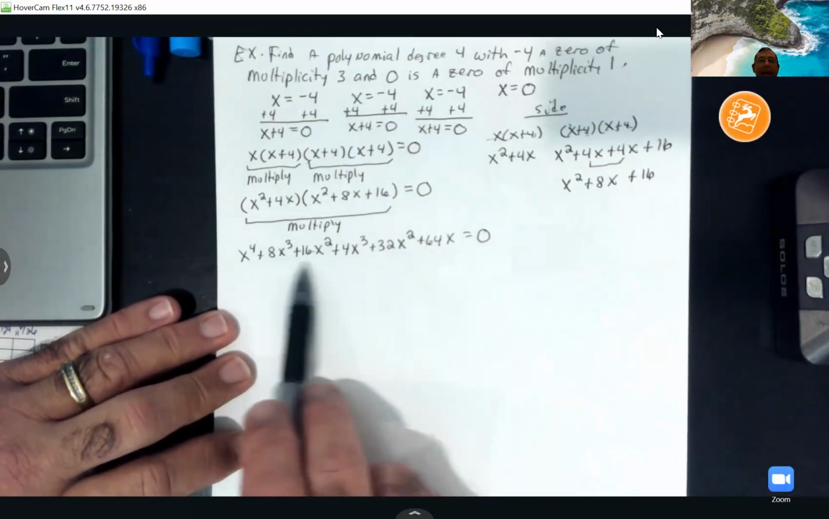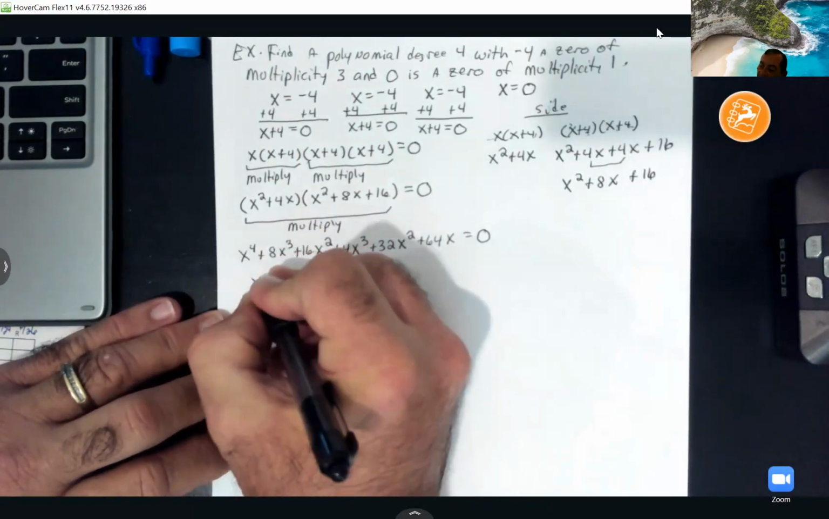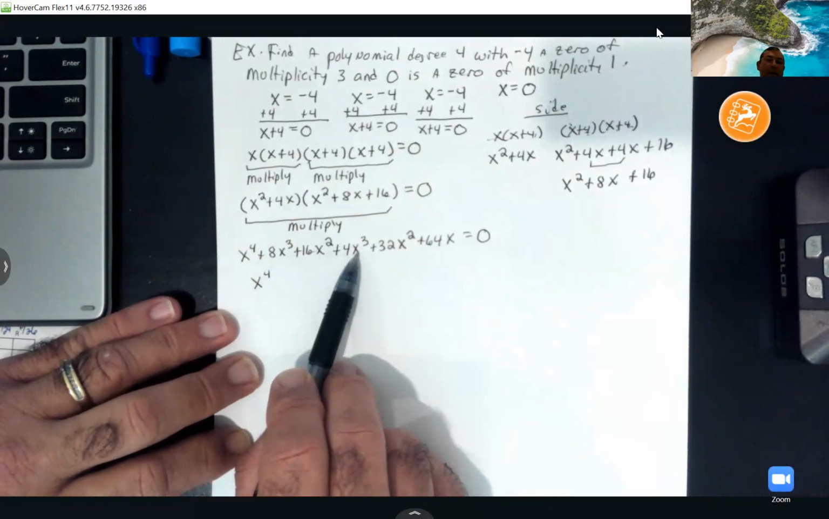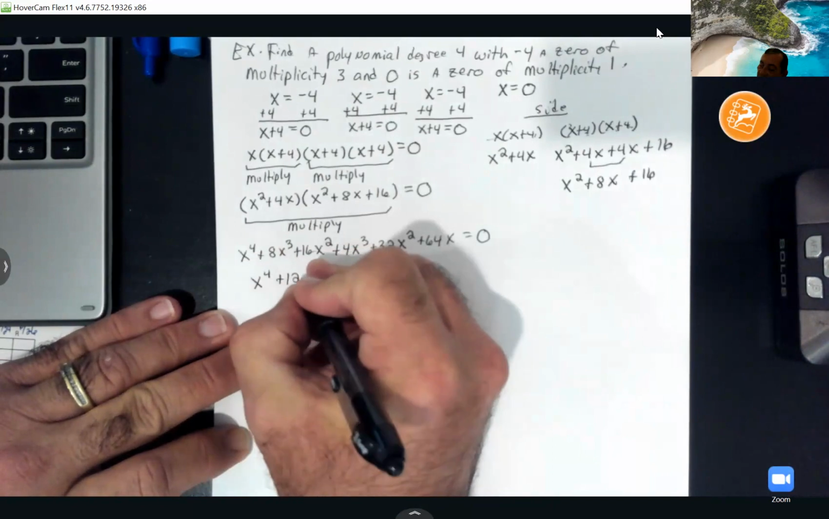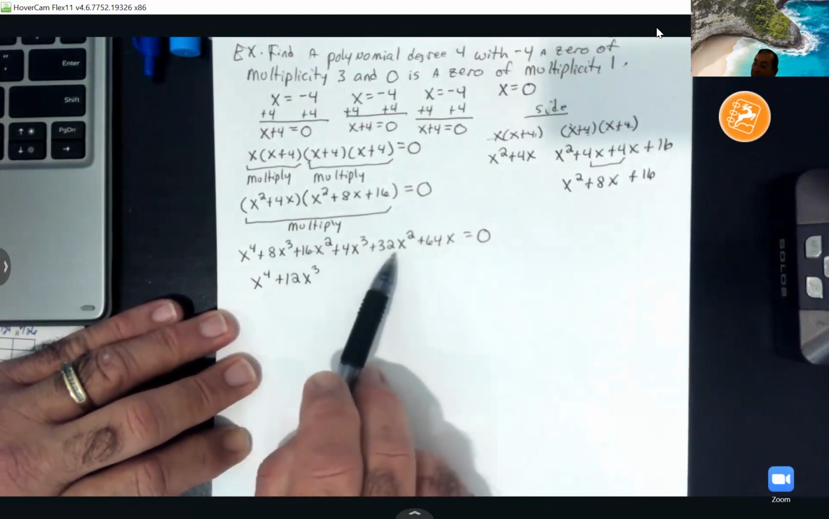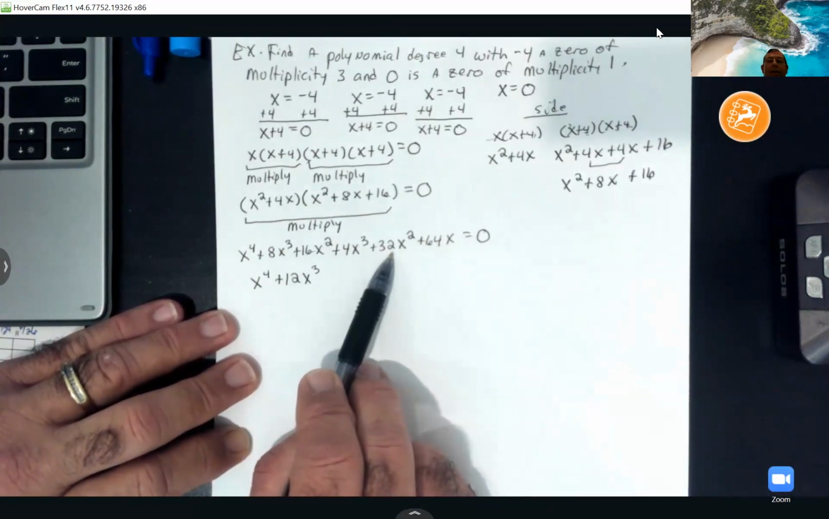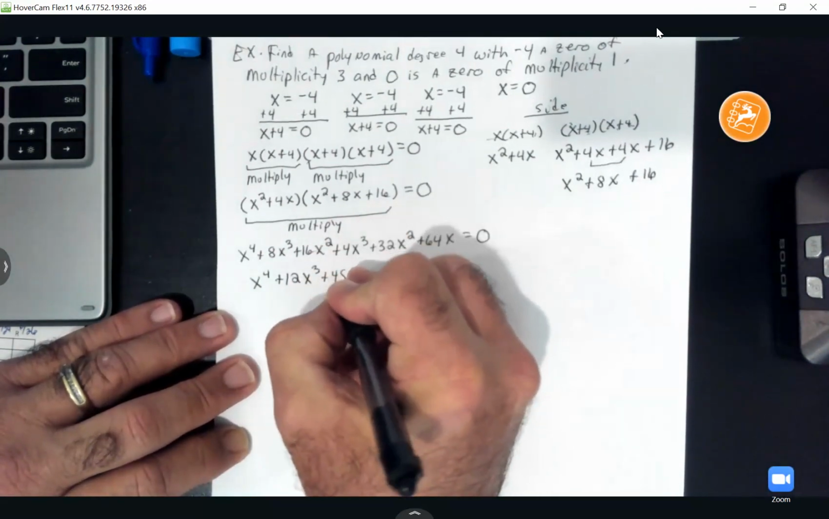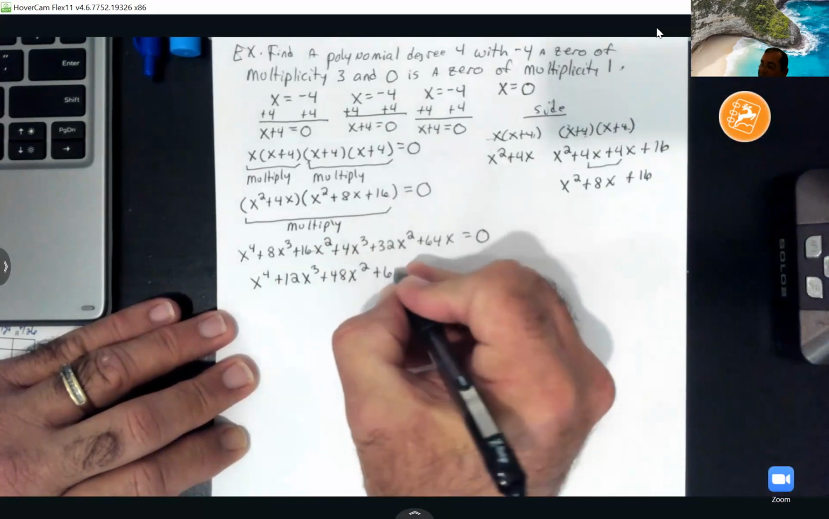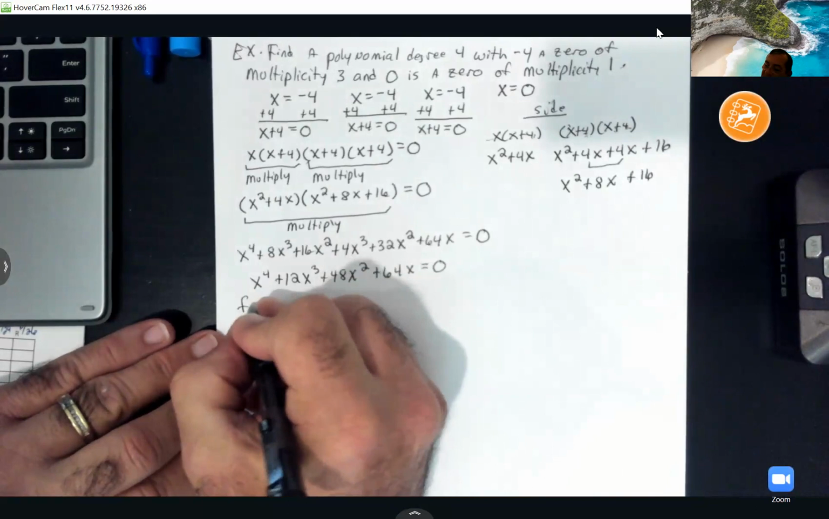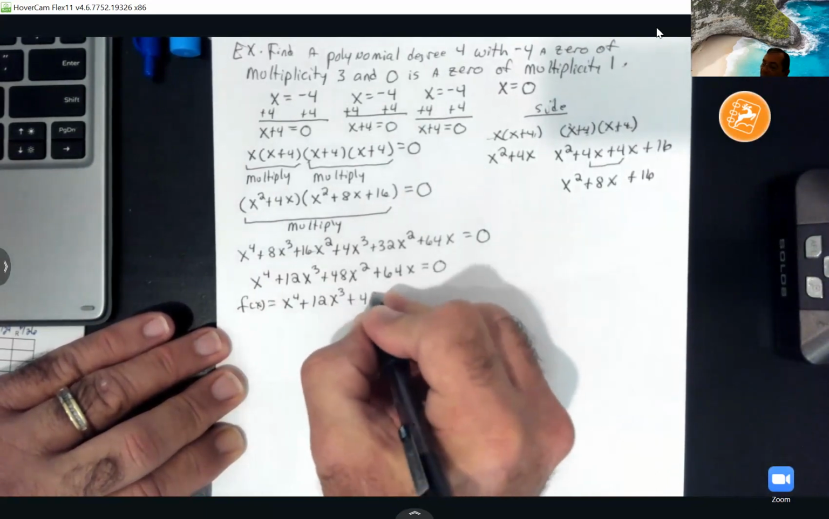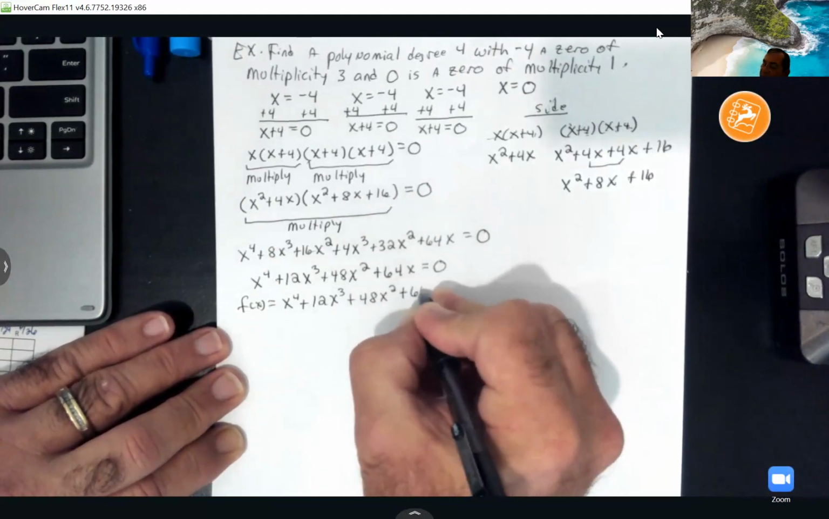All right, so let's come and add like terms. So I got my x to the 4th in the front. Let's see. 8x cubed, 4x cubed give me 12x cubed. Y'all, what's next? 16x squared plus 32x squared. Ooh, that's giving me what? 48x squared. Uh-huh. All right, let's see. Oh, I just got the 1x down here, so bring down our 64x. All righty, so my f of x will equal x to the 4th plus 12x cubed plus 48x squared plus 64x.